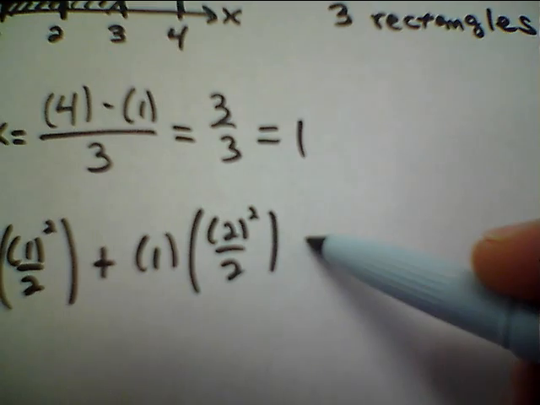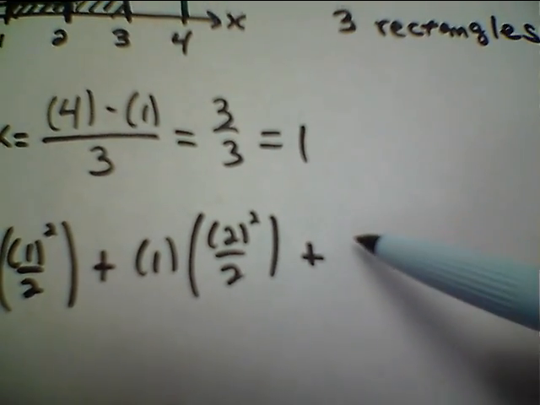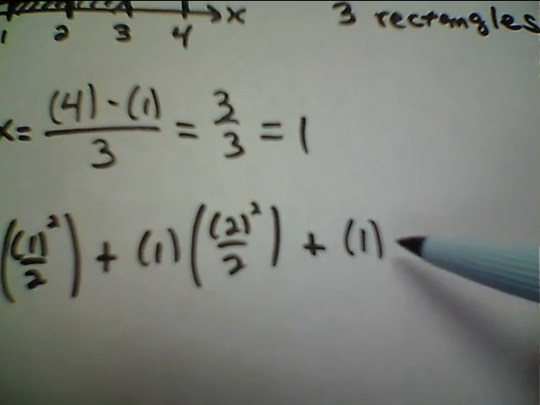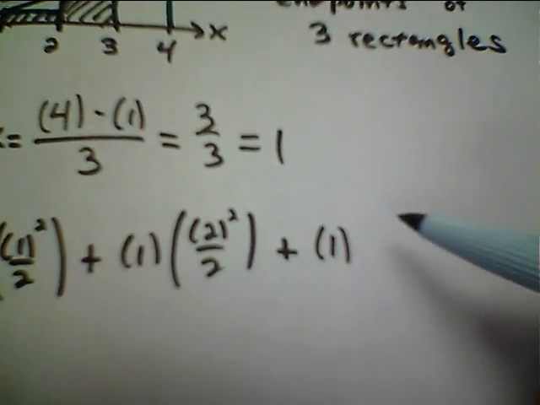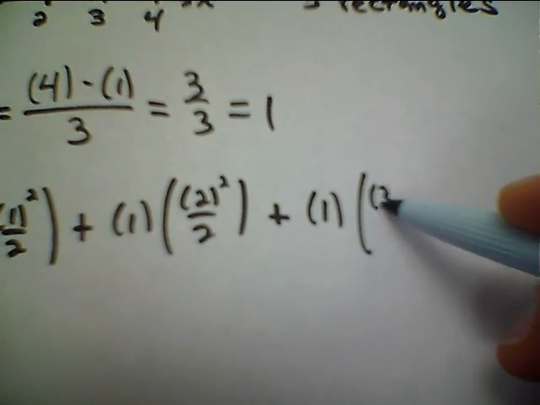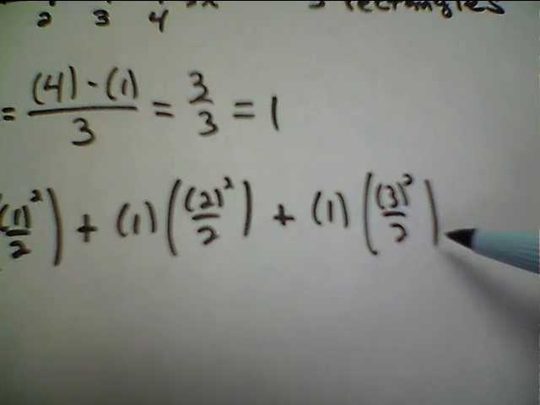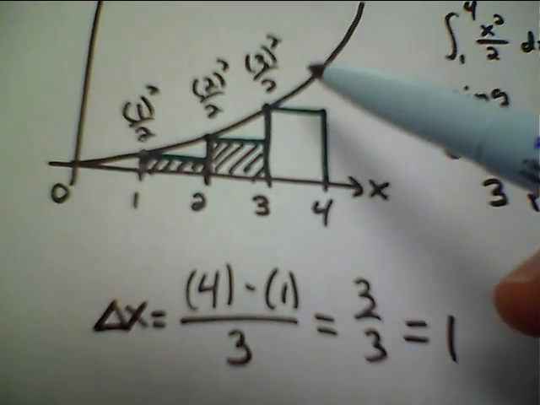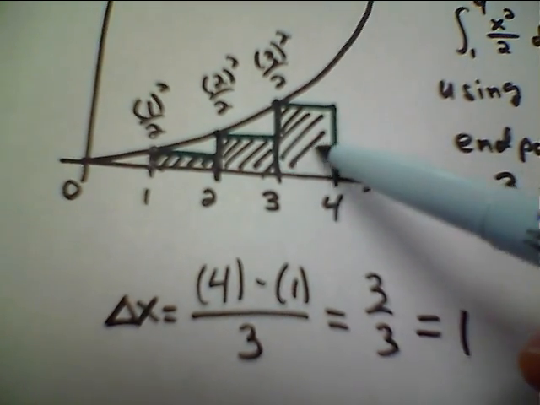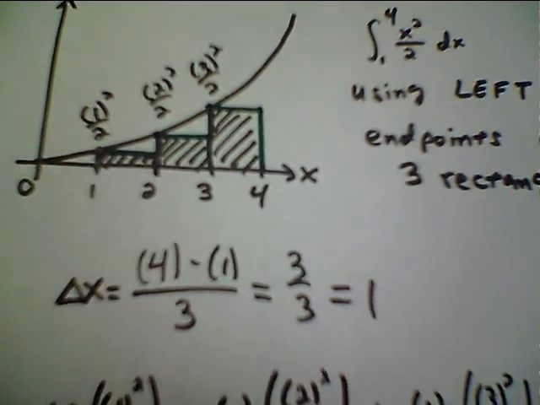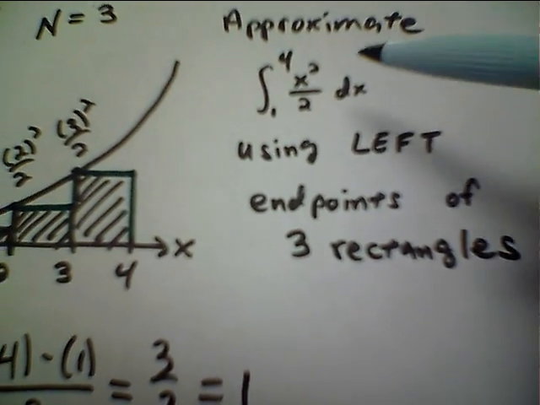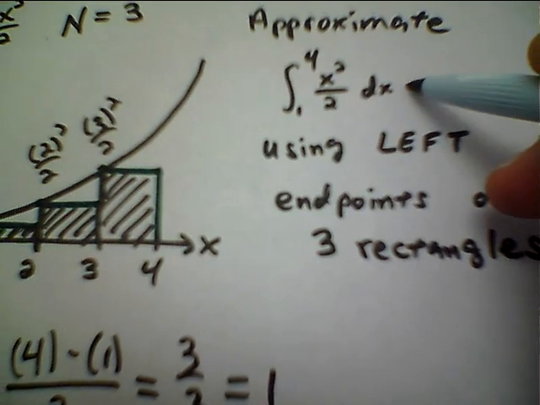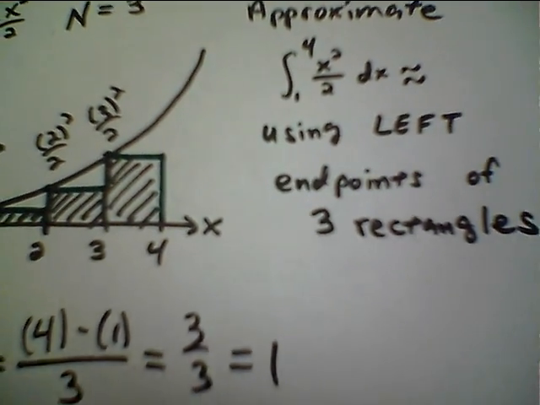Finally, we have to add the area of the last rectangle, whose base is 1, and that has height 3 squared over 2. And that gives us the area of this rectangle. Now we add all these together to approximate the area under the curve of x squared over 2, which is given by this integral. So let's figure that out.